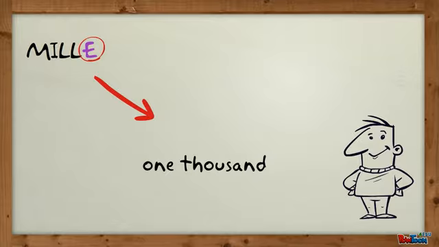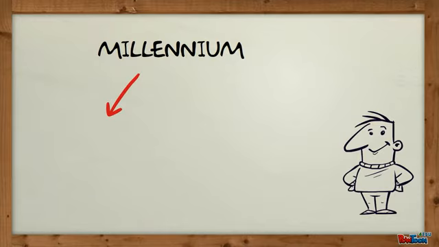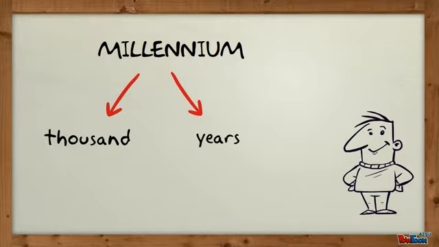So look at some other words. Millennium, for example, has an E at the end of its word cell, M-I-L-L-E, and that means 1,000, and we already know that EN means years, so millennium means 1,000 years.